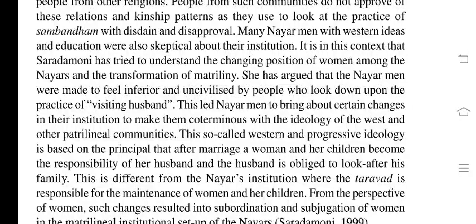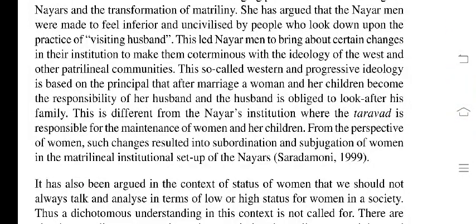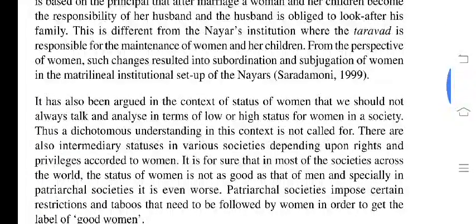This so-called Western and progressive ideology is based on the principle that after marriage a woman and her children become the responsibility of her husband, and the husband is obliged to look after his family. This is different from the Nair institution, where the Tarawad is responsible for the maintenance of the woman and her children. From the perspective of women, such changes resulted in the subordination and subjugation of women in the matrilineal institutional setup of the Nairs (Saradamoni, 1999).